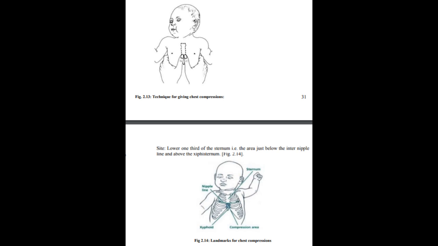Indications. One, bag and mask ventilation is ineffective to resuscitate the asphyxiated baby. Two, tracheal suctioning, meconium or milk aspiration. Three, ventilation of infants with diaphragmatic hernia. Four, prolonged positive pressure ventilation: hypoxic ischemic encephalopathy, hyaline membrane disease, persistent fetal circulation, prolonged apneic attacks.